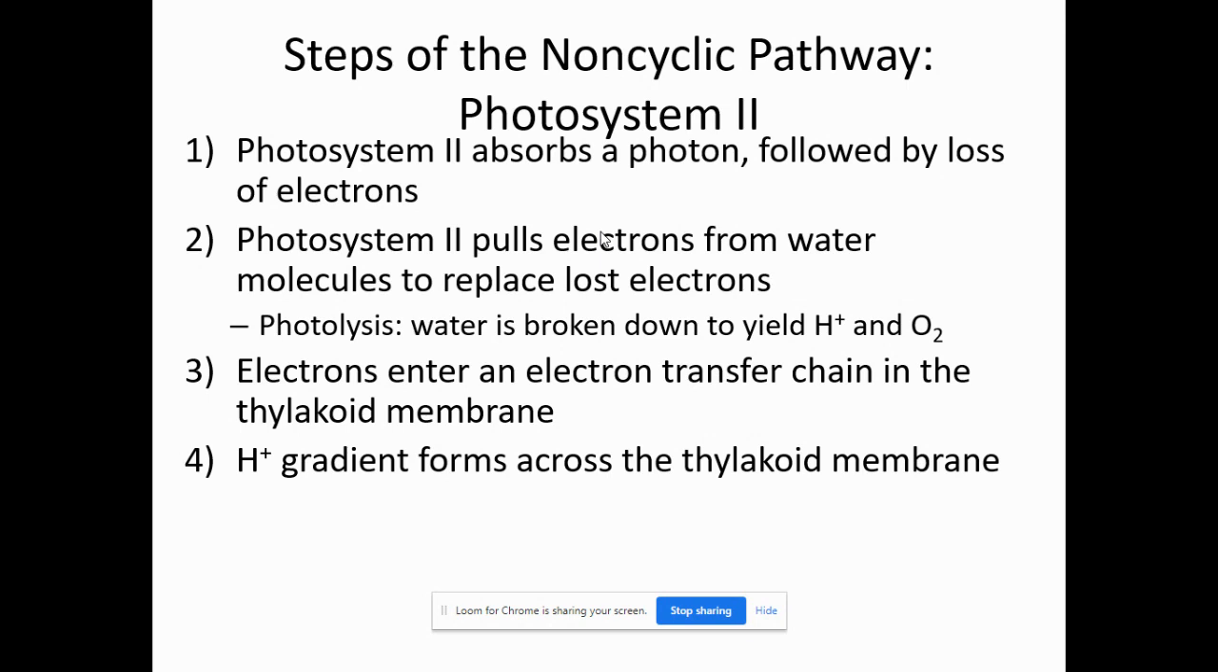All right, so those electrons that are excited by the photons, they enter an electron transfer chain in the thylakoid membrane. And again, this electron transfer chain we talked about in cellular respiration in the mitochondria. So it's the same basic principle in photosynthesis. All right, because as we saw in cellular respiration, a hydrogen ion gradient across that inner mitochondrial membrane, we also see a hydrogen gradient here, but it's across the thylakoid membrane.